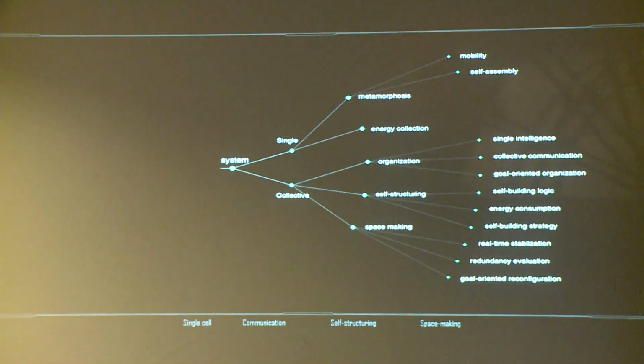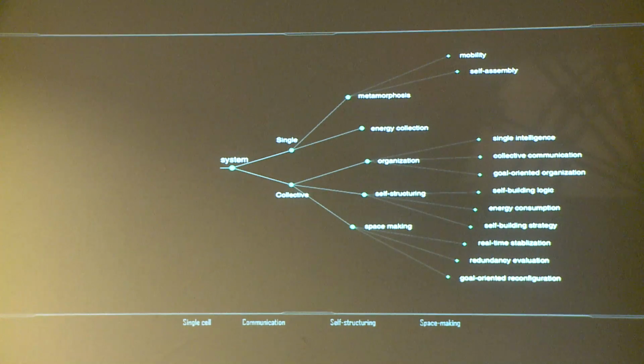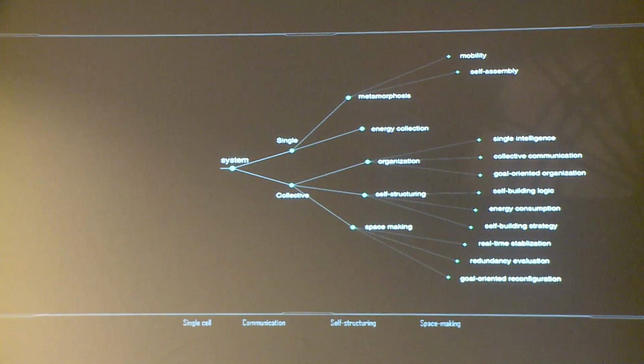So this is an overview of our system. We have the single and the collective. In the single, we have transformation, self-assembly, and energy collection. In the collective, organization, self-structuring, and space-making.